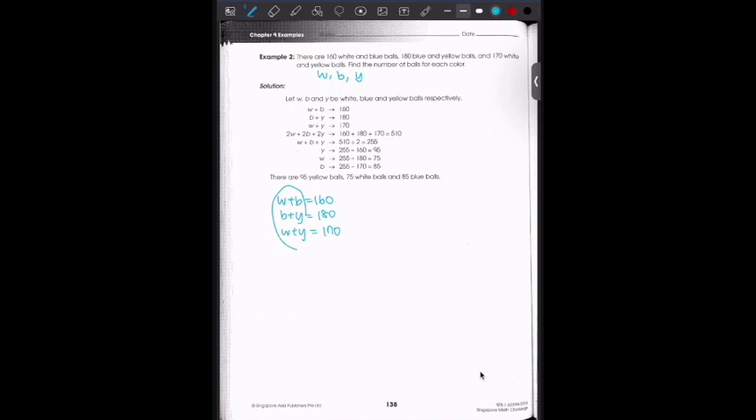And so, since we want to combine all of them together, we have 2 W's, 2 B's, and 2 Y's involved. And that's going to be 160 plus 180 plus 170, which is equal to 510. And this can be rewritten as 2 times W plus B plus Y, which is equal to 510. And so we know that W plus B plus Y is 510 divided by 2, which is 255.